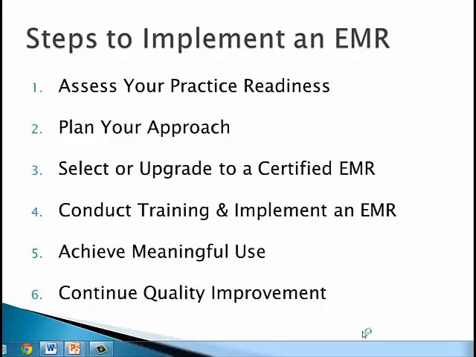Of course, we want better patient care, but another reason for implementing an EMR is to achieve meaningful use, not just for the financial reasons. There is a financial benefit to achieving meaningful use, especially the first few years, but it is a government regulation and will be a government regulation moving forward. So it's a win-win for all parties to achieve meaningful use. And lastly, we want to continue quality improvement. We always want to improve quality in healthcare, and this is one way we can help do that.